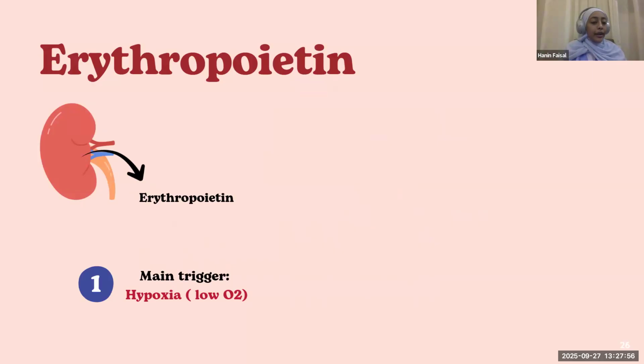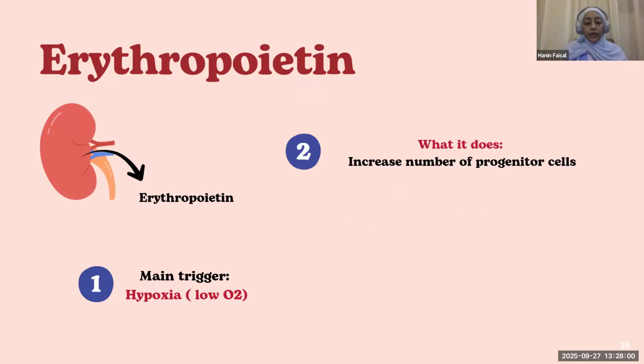And what's the function of red blood cells? They carry the oxygen. So it all makes sense. And what does it do again? As we said, it increases the number of red blood cells by increasing the process of erythropoiesis. It's going to increase the number of the progenitor cells.